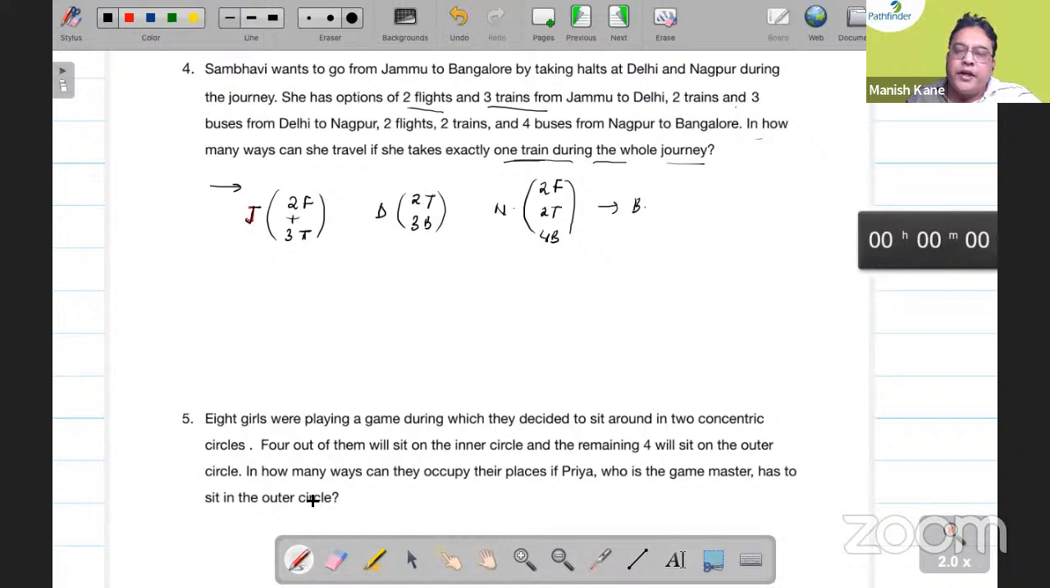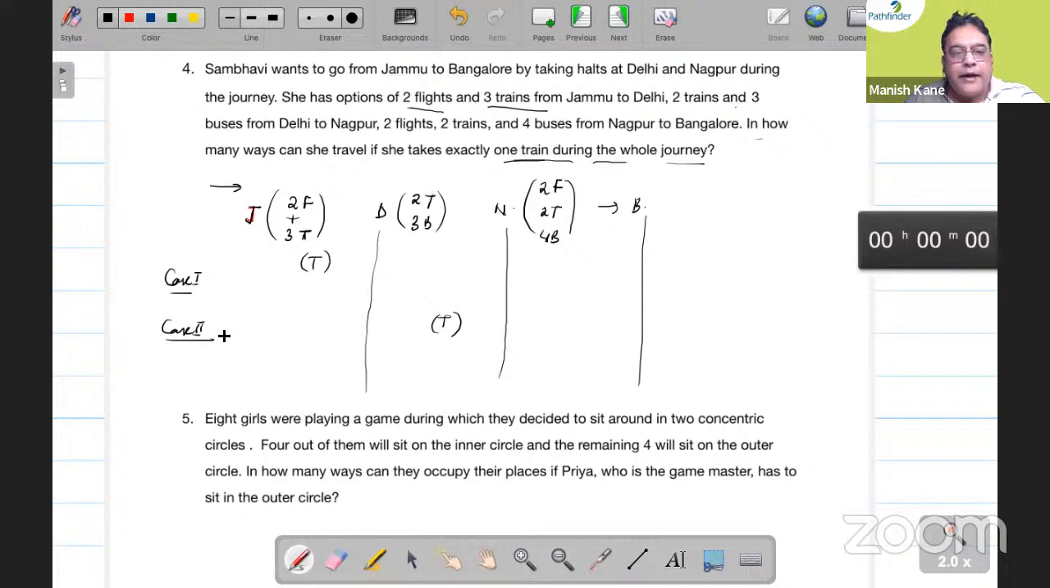If she's taking exactly 1 train, that train could be taken on any of the segments. There are 3 sectors here. Case 1, the train journey could be between Jammu and Delhi. Case 2, the train journey could be in the Delhi to Nagpur sector. And case 3, the train journey could be between Nagpur to Bangalore.